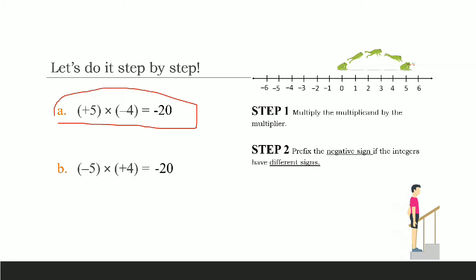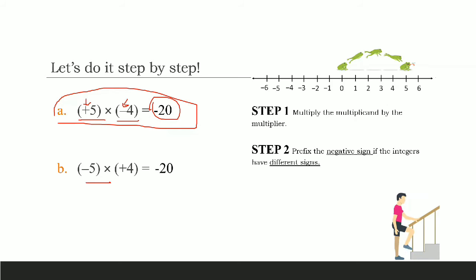Okay? Our step 1 is multiply the multiplicand. Here is our multiplicand. And here is our multiplier. Multiply them both. Our answer is negative 20. Why negative 20? Because we have different sign which is positive, yung 5, at ito naman ay negative. That's why our answer is negative 20.